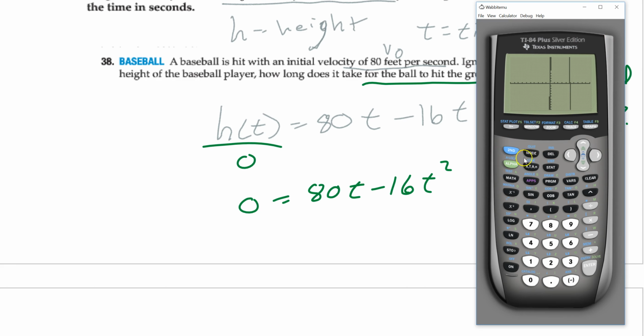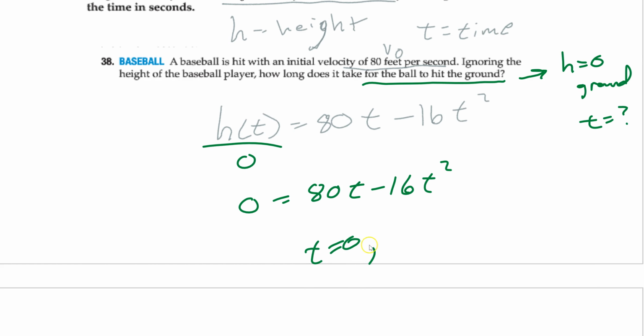And I'm going to do the same thing I did before. Second calculator, I'm going to find the 0. That one's 0, I can tell right now, but I'll just do it. Left bound, right bound, yada yada, 0, like I knew. So one answer is 0. That's obviously not the right answer. That's when we hit the ball, so that's not going to count. We've got to find the other one.